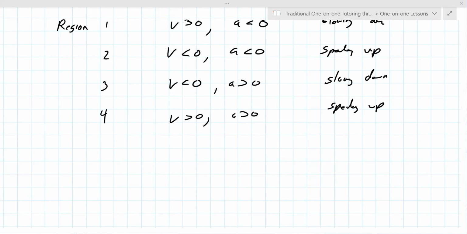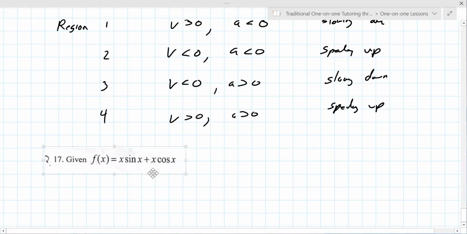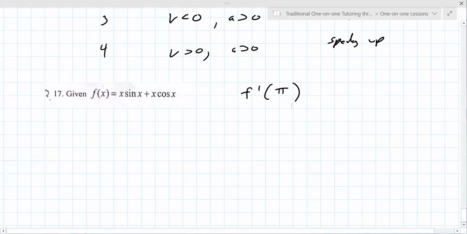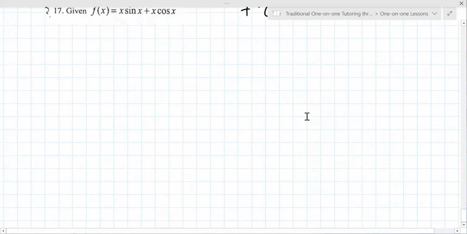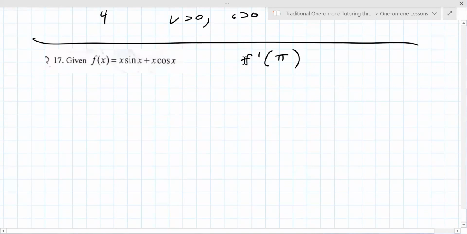We can't do that because you don't have a calculator. Okay, so I want you to just for the multiple choice, you said 25 no calc, and then 15 calc. Okay, so I want you to find f prime of pi for this one. And it's a pretty good derivative. You gotta use product rule in both, and then you evaluate it at pi.